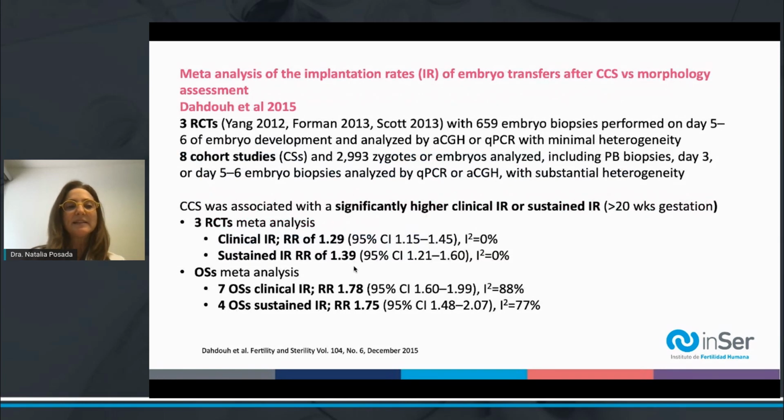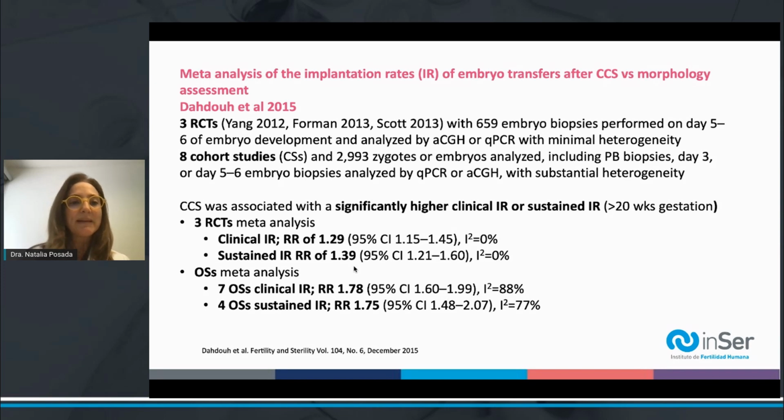The meta-analysis of Dadu and colleagues was published in 2015. It included three RCTs that were published between 2012 and 2013 that included around 700 embryos that were biopsied on day 5 or 6 and that were analyzed by comparative genome hybridization arrays or qPCR and had minimal heterogeneity.